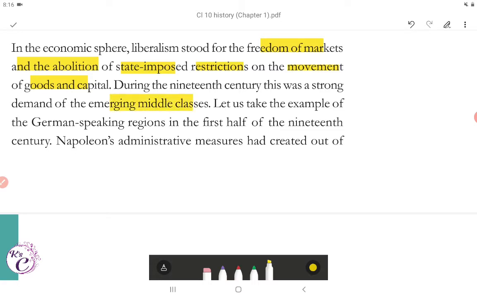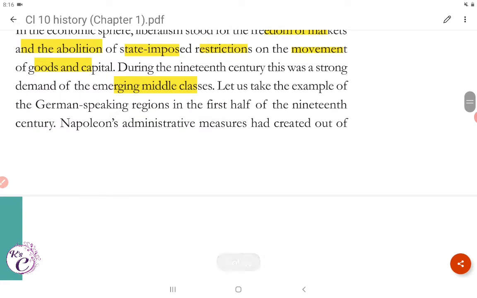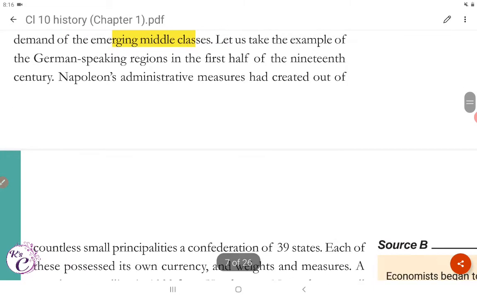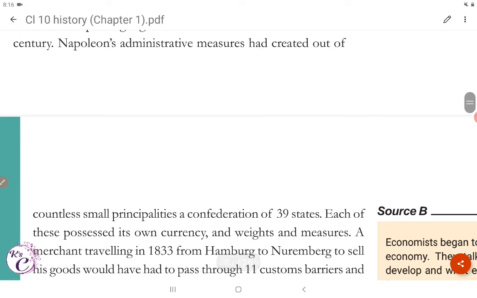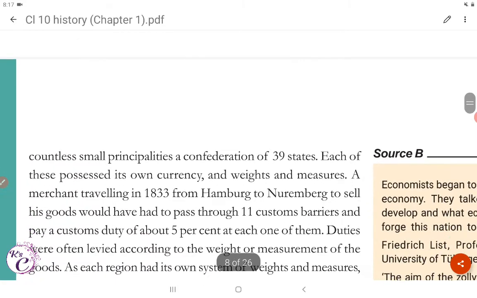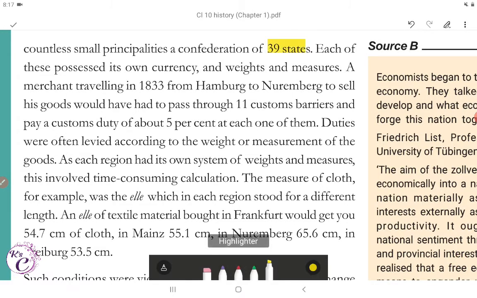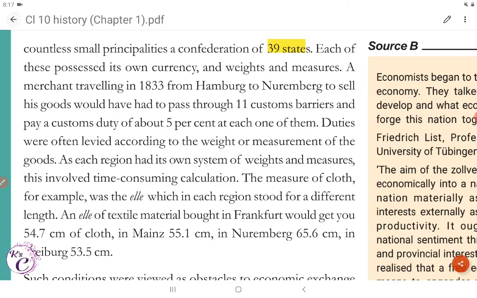Let us take the example of the German-speaking regions in the first half of the 19th century. Napoleon's administrative measures had created out of countless small principalities a confederation of 39 states. Each of these possessed its own currency and weights and measures.